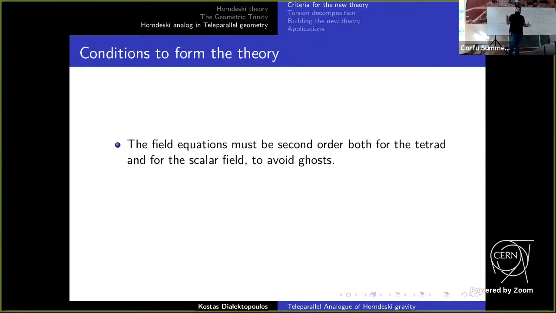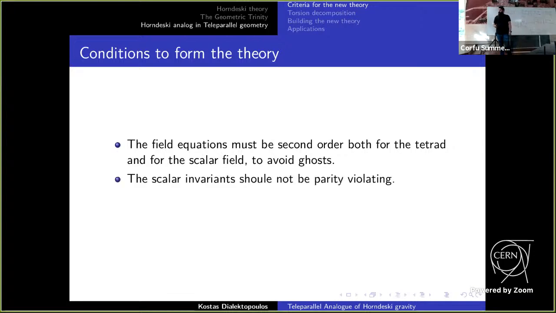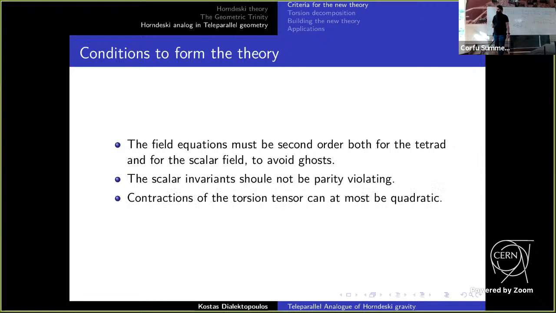And now we move to trying to connect these two, teleparallel geometry and Horndeski gravity, and we want to formulate the teleparallel analog of Horndeski, and we have to set up some criteria for this new theory to fulfill. We want, of course, the field equations to be of second order in order to avoid ghost instabilities. We want the scalar invariants that take part in the action to be non-parity violating.